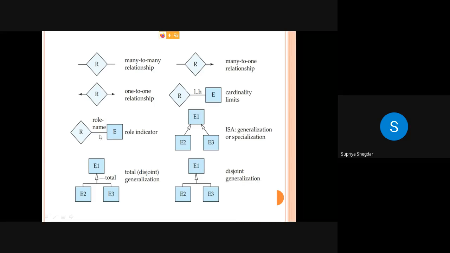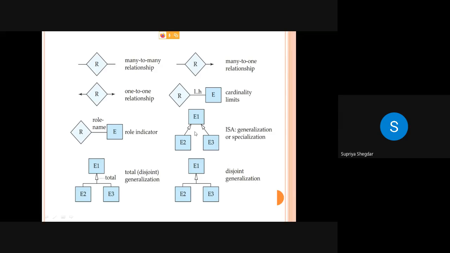Then role name: if we have given any label to the line between the relationship and the entity, then it is called the role indicator. Then cardinality limits, meaning low to high. We can represent the cardinality limits between the relationship set and the entity set. Then generalization, specialization, then disjoint generalization. Okay, this part we will see later.